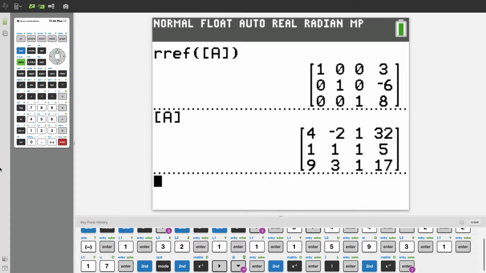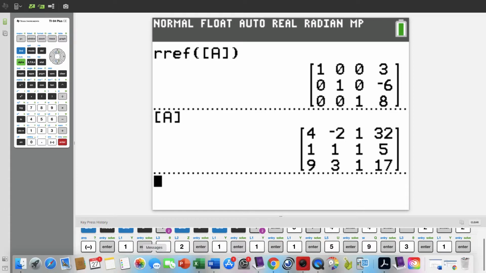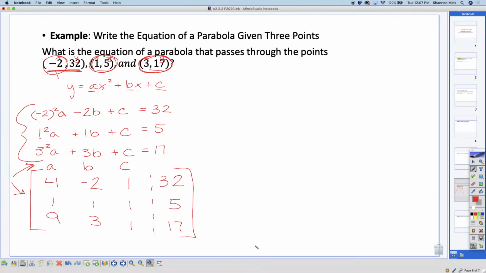Okay, so now we're going to go back to our notes. And what was A? 3. What was B? -6. And what was C? 8. So we're going to fill these in. So y equals what? 3x squared minus 6x plus 8.